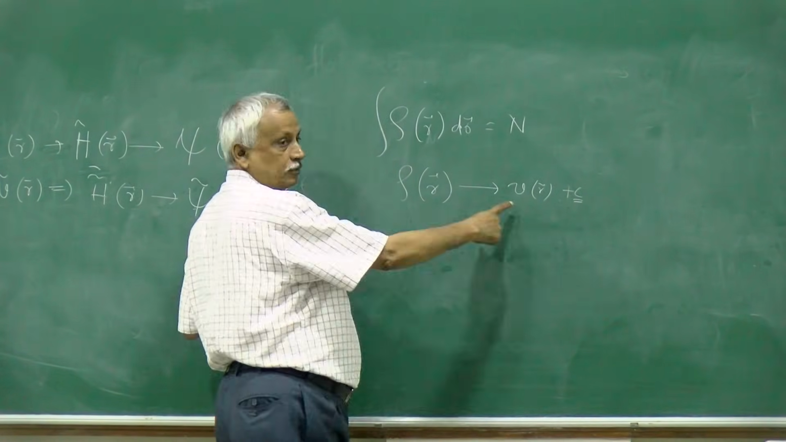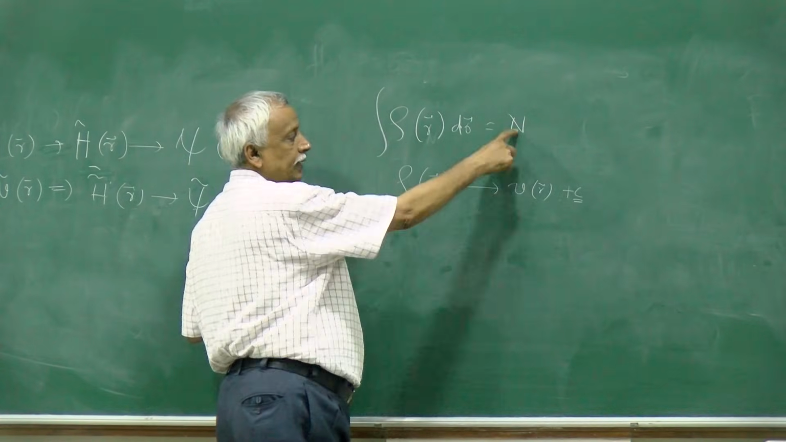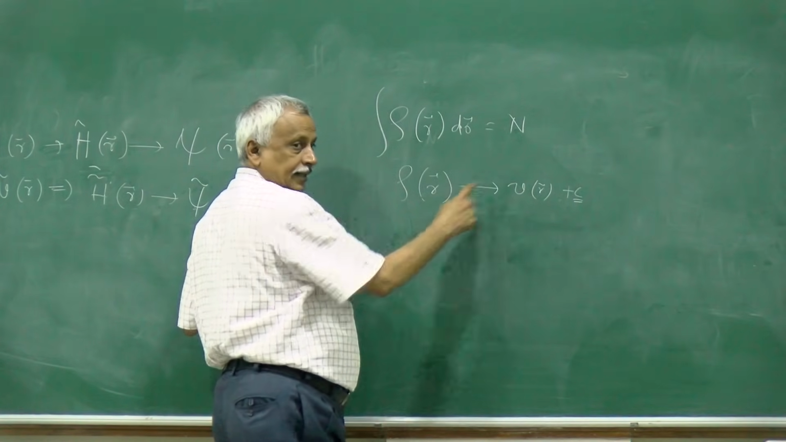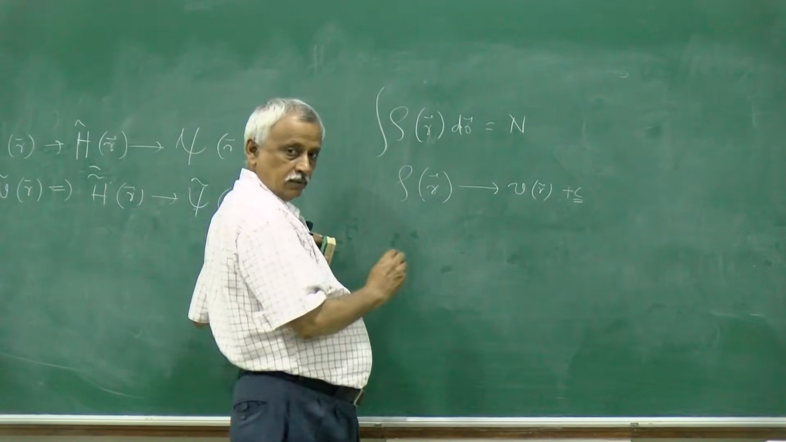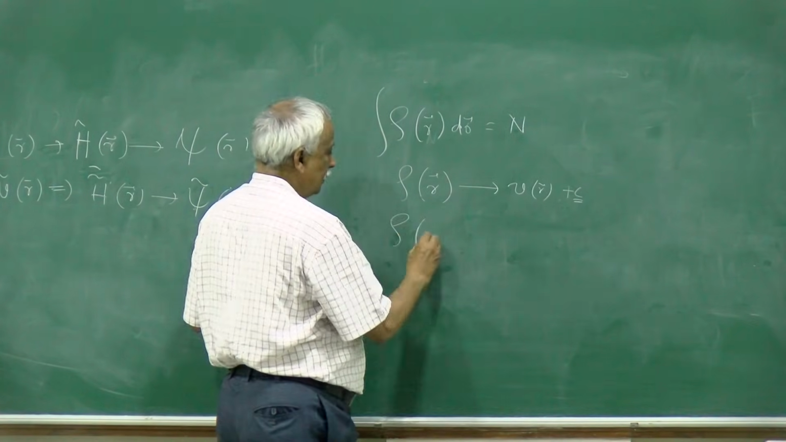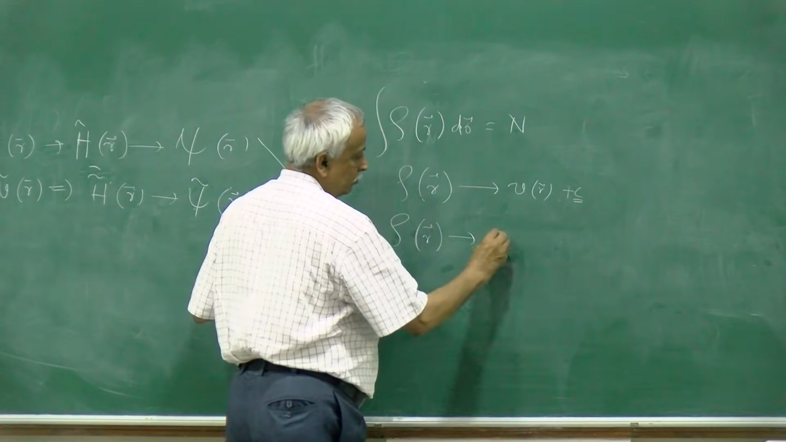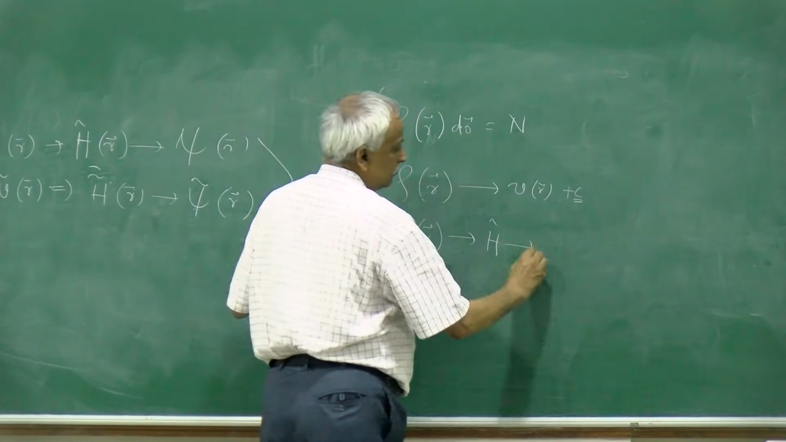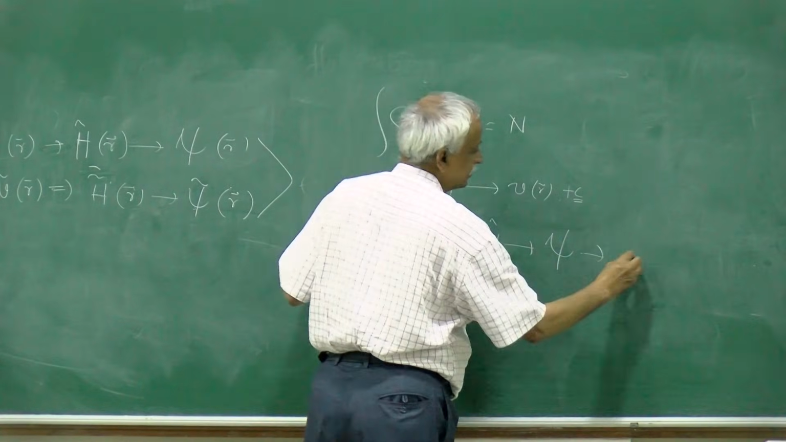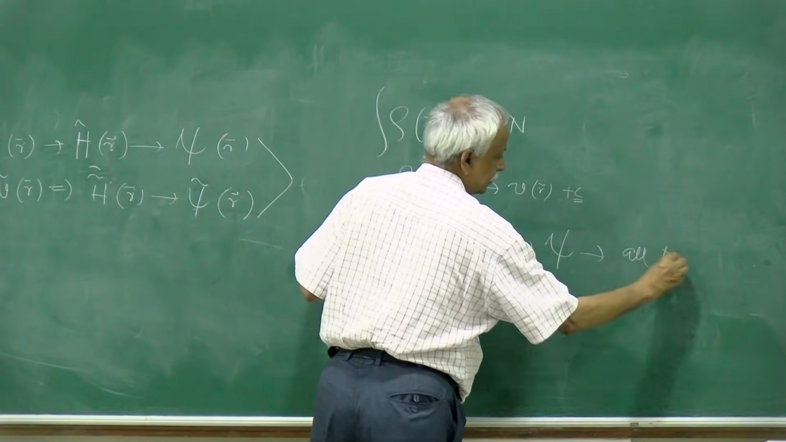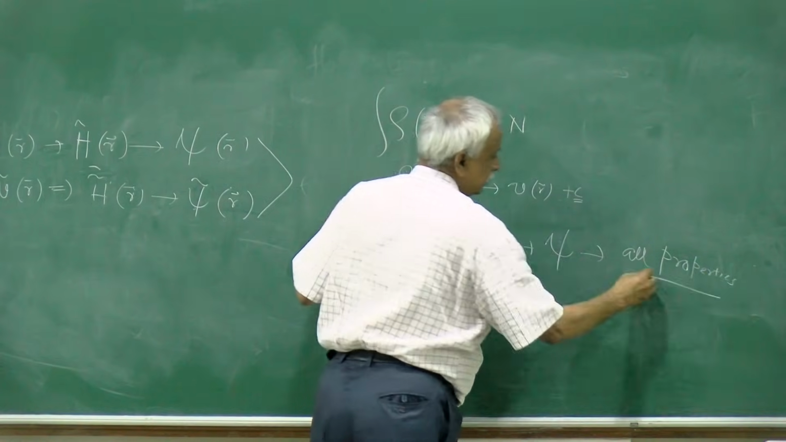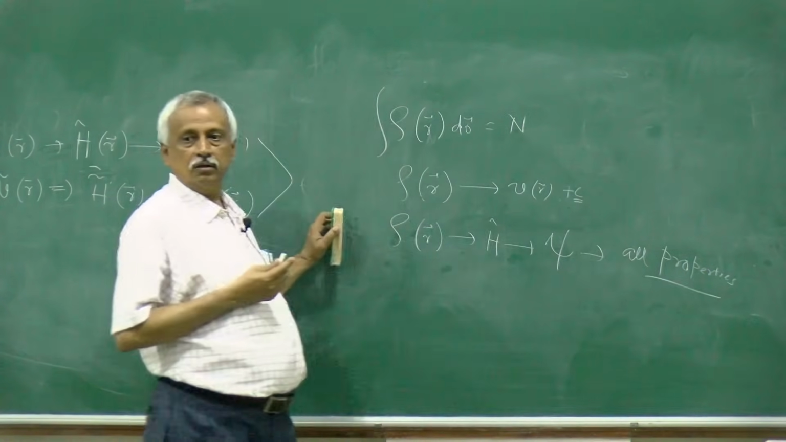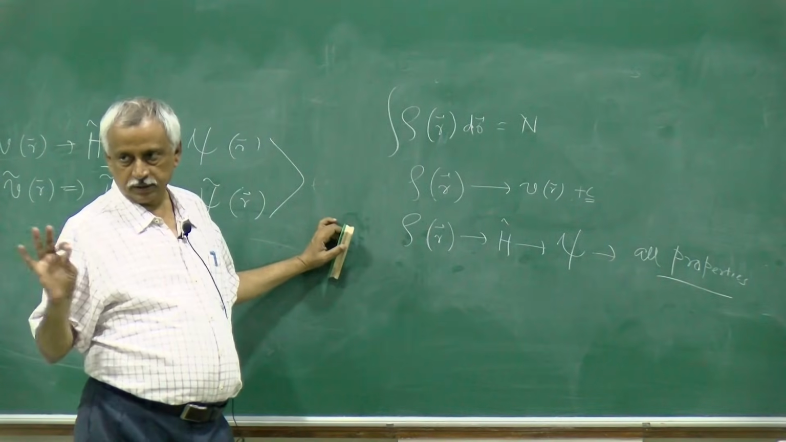If this is possible, that means rho(r) gives you N and V(r), and N and V(r) can fix the Hamiltonian. So it means that rho(r) gives you the Hamiltonian, and if it gives you the Hamiltonian, it gives the wave function, and that means it gives all properties. So if you can prove this, you will prove that density contains all information, at least for the ground state.